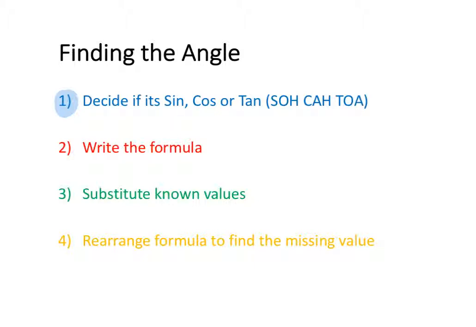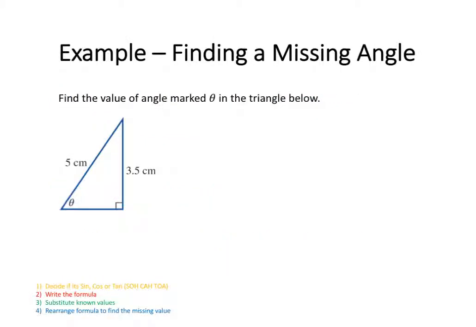The second step is to write the formula for either sine, cos or tan. The third step is to substitute in your known values. And the last step is to rearrange the formula to find the missing value. So let's have a look at some examples of how we find the missing angle in a right angle triangle. In the first example, I want to find the value of angle theta in the triangle provided.